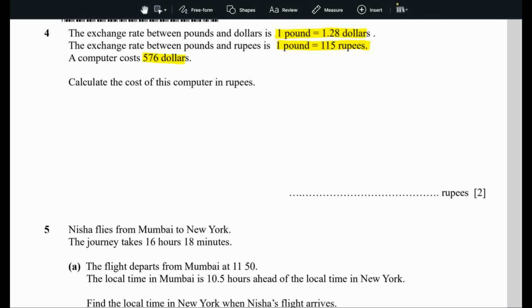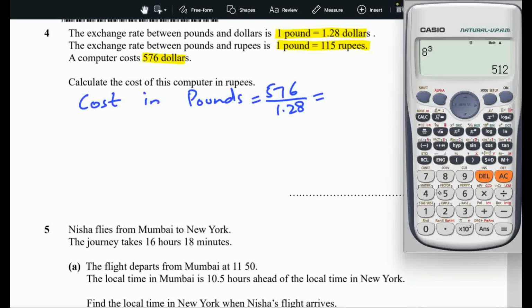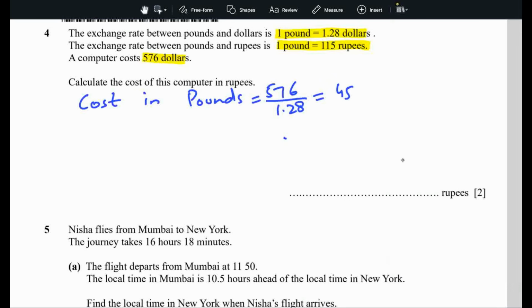Now, we know that cost in pounds will be equal to 576 divided by 1.28. So this will be equal to 450 pounds.